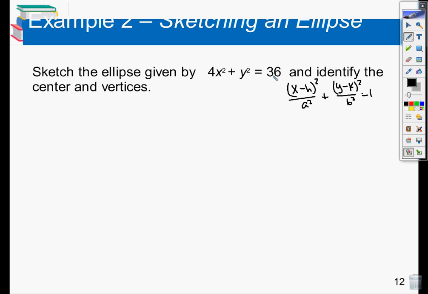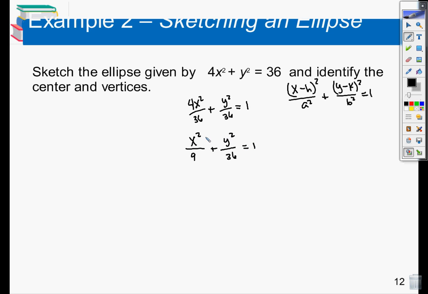Well, my biggest issue is I have a 36 on the right side of the equation, and what I should have is a 1. So I'm just going to go ahead right off the bat and divide everything by 36. That's 4x squared over 36 plus y squared over 36 equals 1. Nice. So I've managed to make some change. Now, why don't I reduce this fraction over here, so I can just get x squared over 9 plus y squared over 36. Now things are starting to look a little bit better.